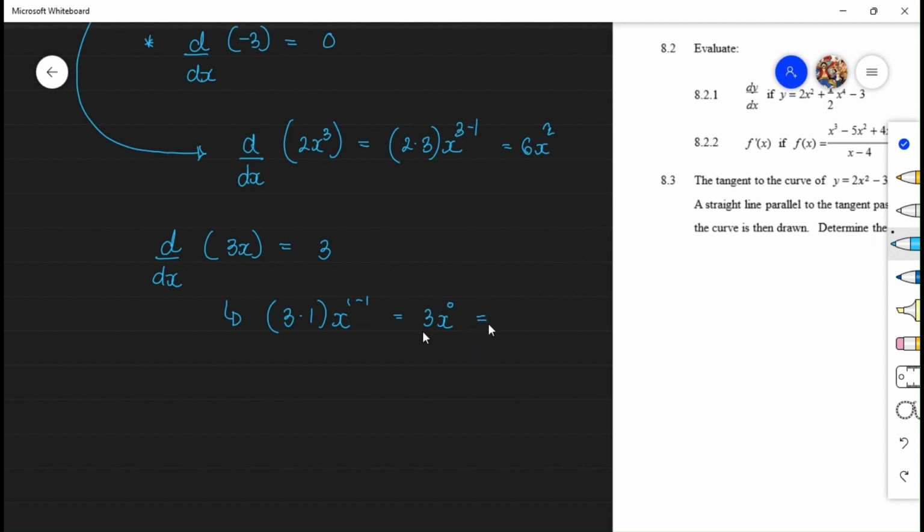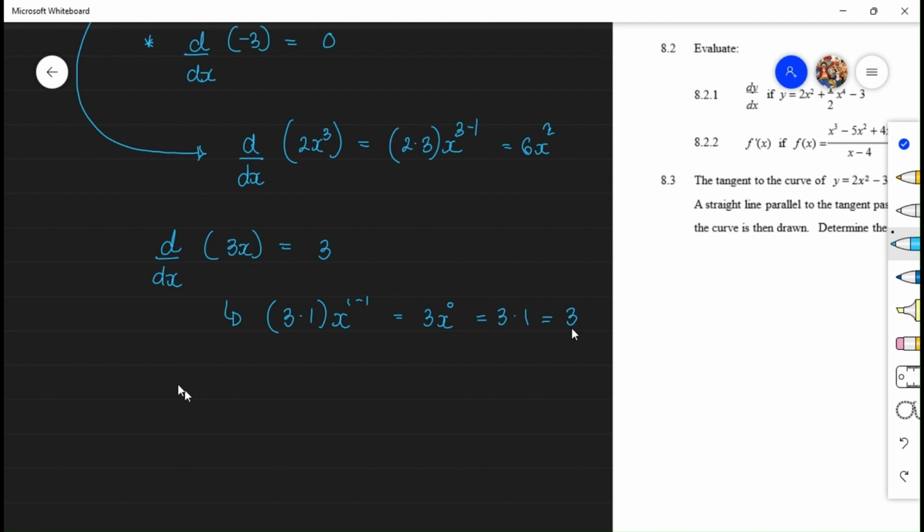We know that anything to the power 0 is 1. Keep in mind that this whole thing is not equal to 1. It's only the x part that is equal to 1, because it is only the x that is raised to the power of 0. If the entire thing was raised to the power 0, it would be 3x all raised to the power 0. So this now becomes 3 times 1, which therefore gives us 3.